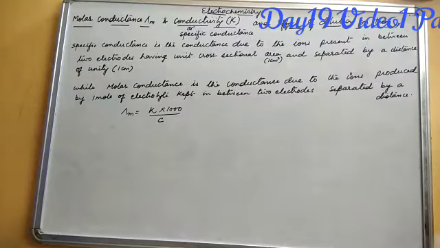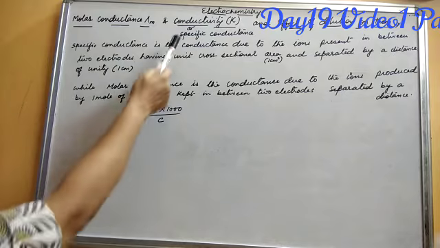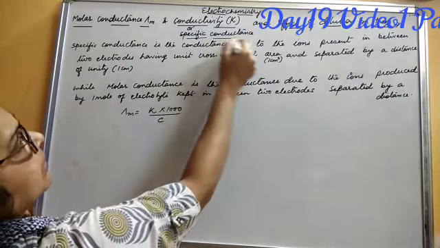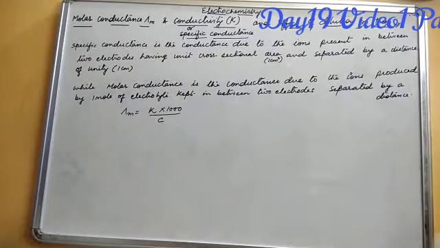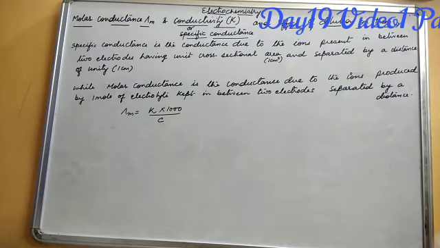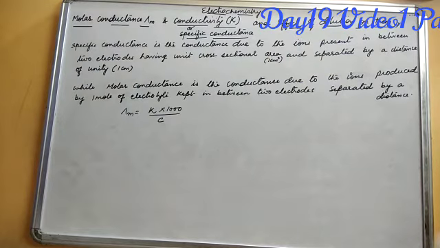Now students, today we have to do molar conductance, lambda m, and the conductivity, or you can say specific conductance, which is denoted by kappa, and their relationship with each other, as well as the effect of dilution on them, both of them, the molar conductance and specific conductance.